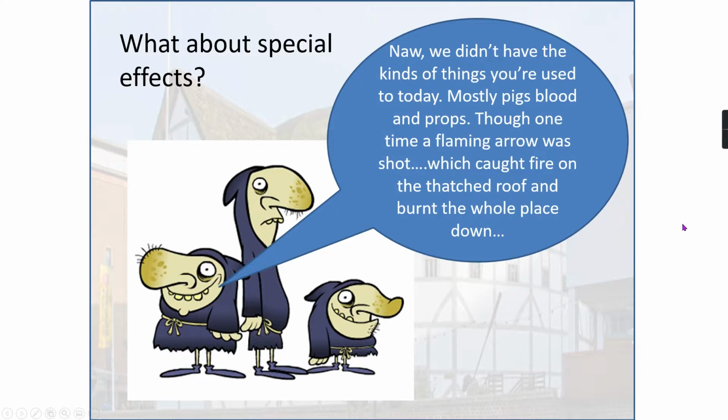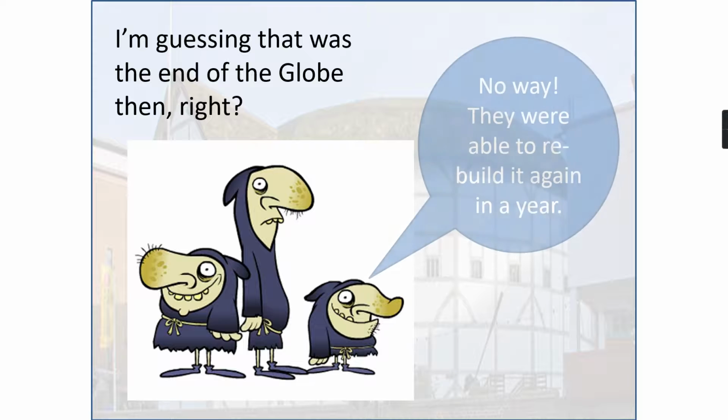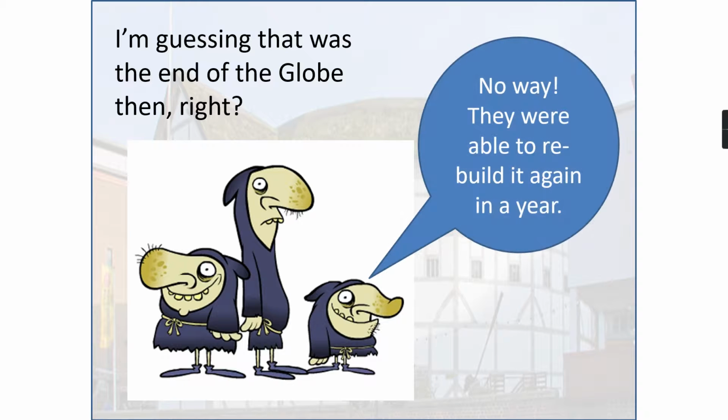In terms of special effects, obviously they didn't have CGI and that sort of thing. They did have pig's blood to use instead of real blood, and they did have props. However, there was a bit of a problem when a flaming arrow was shot because the thatched roof caught on fire and burnt the entire place down. But it wasn't the end of the Globe Theatre. Fortunately, they were able to build it again in a year.